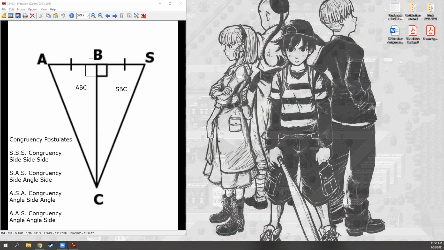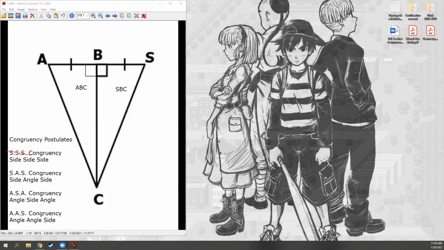So this is how I want you to reason through this: count up what you have first, and then go to your 4 congruency postulates and figure out which ones can't work. If I have one side and one angle, then it's not SSS. It's not side, side, side. I have an angle. So it's not one of those, right? It's not that one specifically.